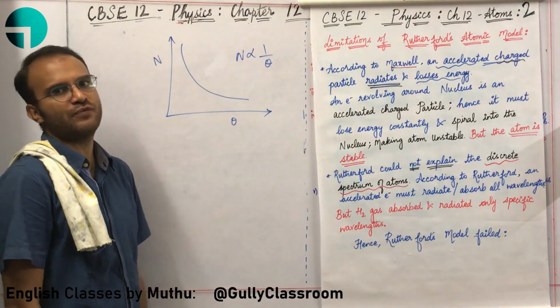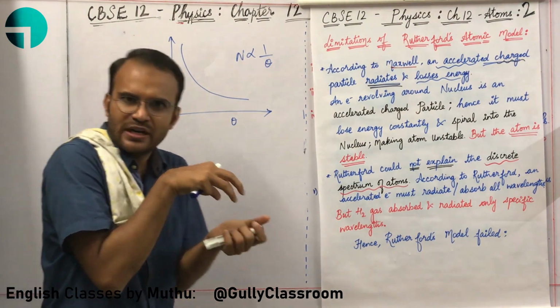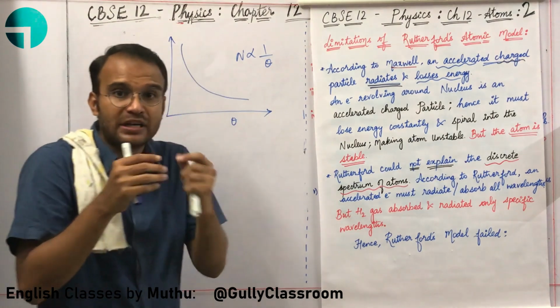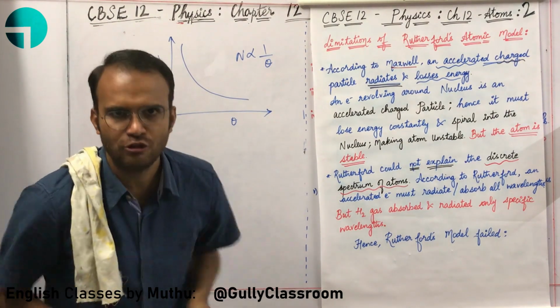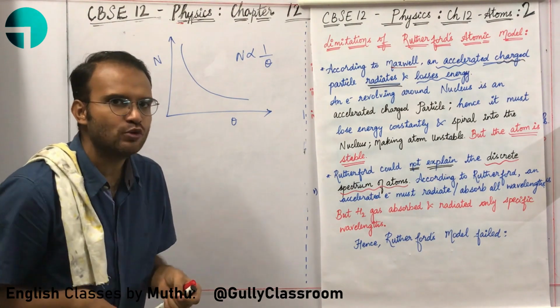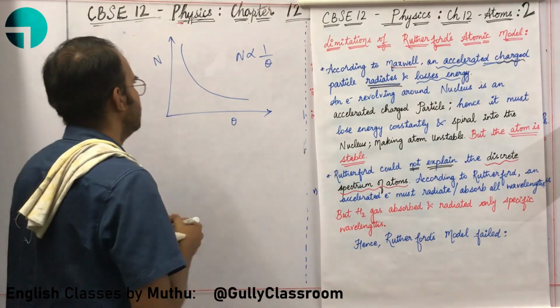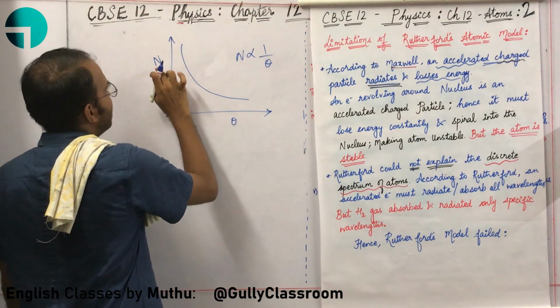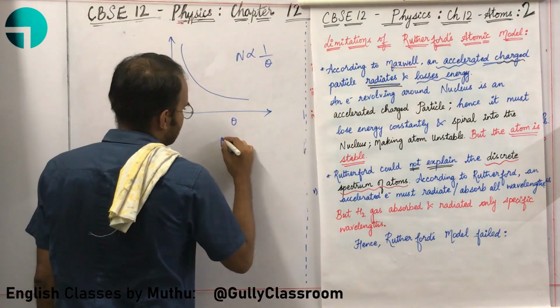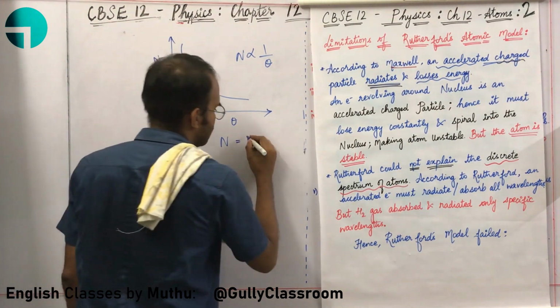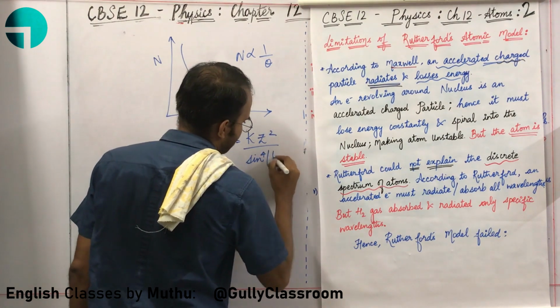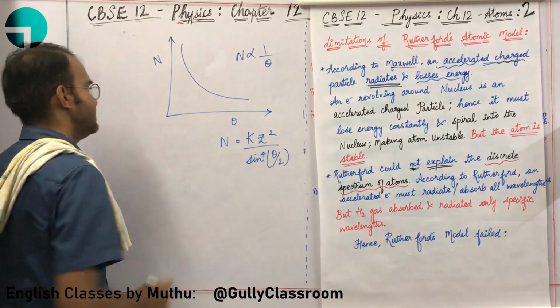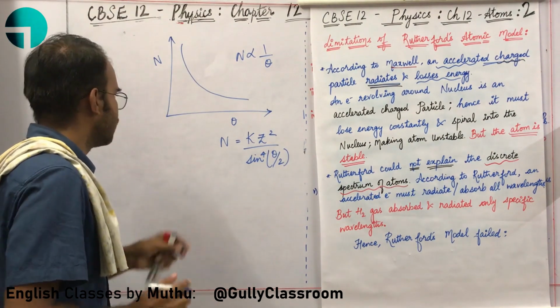What is an experimental formula? A formula that does not really have a derivation, but a formula that was calculated from experimental values. How did Rutherford relate between N and theta? He told that N is equal to k into Z square divided by sine power 4 theta by 2. This is the statement of Rutherford.